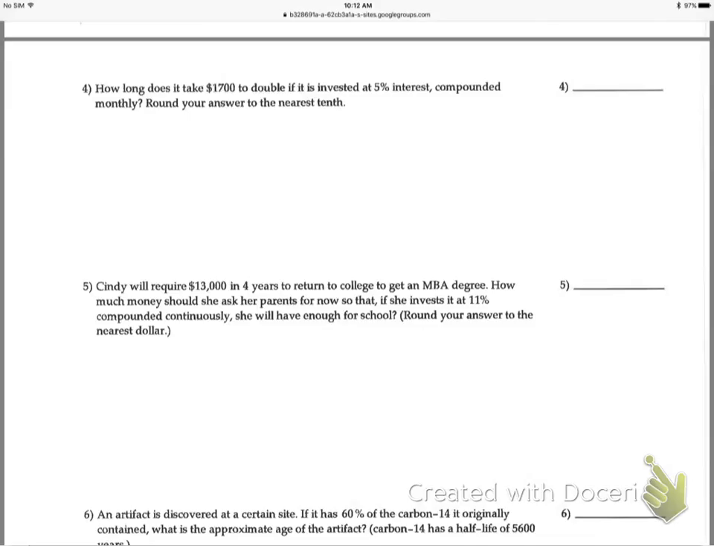All right, number 4. How long does it take 1,700 to double if it's invested at 5% interest, compounded monthly? Round your answer to the nearest 10th. All right, formula. It's at the top, right? Remember the formula? I gave it to you right at the top of the practice exam. A equals P, 1 plus R over N, to the NT.